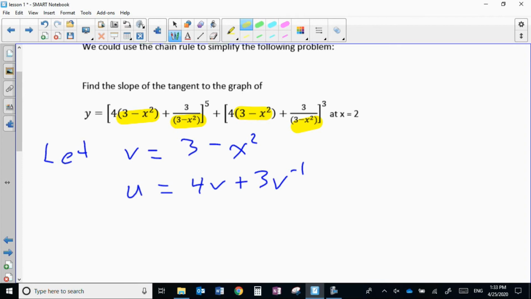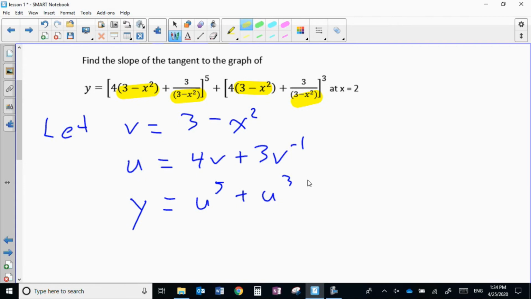And then finally, I could say y is now equal to u to the power of 5 plus u cubed. Now, there are other ways you could write this out. This one just works nicely. It has some patterns in it. The square brackets are the same, so I've said the square brackets are kind of our u stuff. Okay, and then I've got 3 minus x squared. I've called that v. Now, I've created the following. X is input to v. V is input to u. And u is input to y. So I just turned this into a composite function.